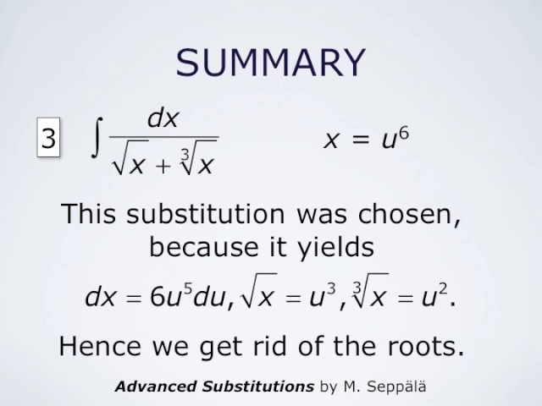The last example was integral of dx over square root of x plus cube root of x, and here we used the substitution x equals u to the power 6. And this substitution works because then square root of x becomes square root of u to the power 6, which is u cubed, and cube root of x becomes cube root of u to the power 6, which is u squared. Hence, by this substitution, we got rid of the roots in this integral, and the computation became possible.